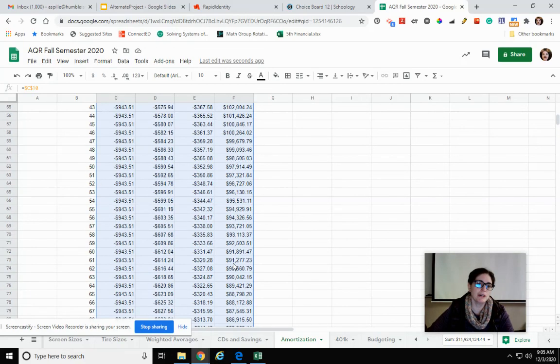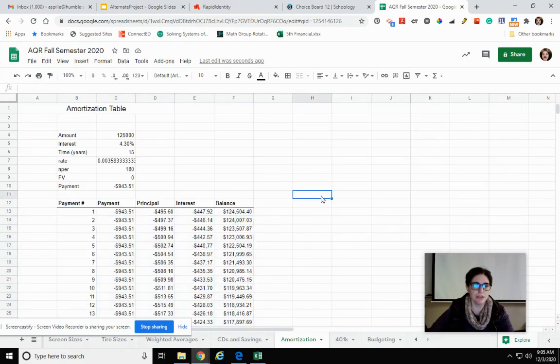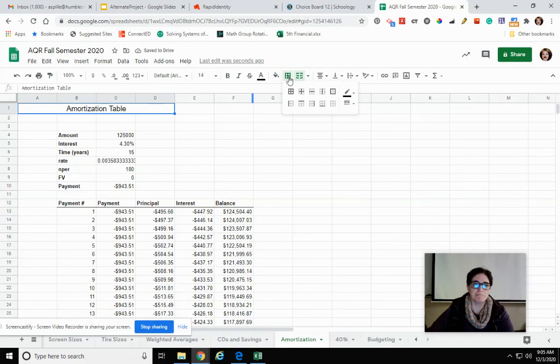So, okay, that's our amortization table. Theoretically, you should be able to just click on what you had and put it over into here. You're just going to make it pretty. I might make these bold. I might underline this. That's all formatting. It's totally up to you.